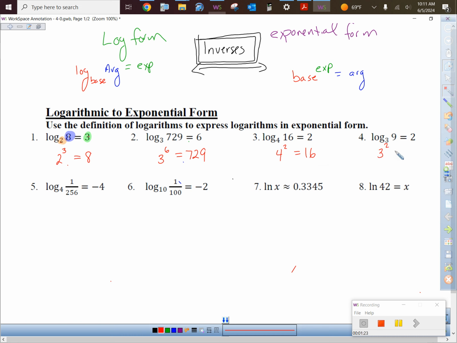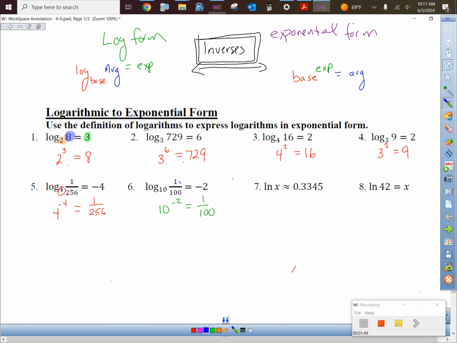And then same thing down here. 3 to the second is going to equal 9. The base to the exponent equals the argument. So no matter how weird they do it, the base of 4 to the exponent of -4 equals 1 over 256. We'll learn more about this fraction stuff next time. But 10 is the base to the -2nd equals 1 over 100, which is the argument.